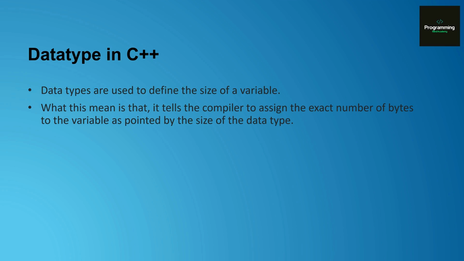To store that data in the program, we have to define a variable name for it, and the data type defines the exact memory which needs to be allocated according to their size. Means we have different sizes for the different data types. Each variable will have a data type, and according to the data type the compiler will allocate the memory to these variables. So what this means is that it tells the compiler to assign the exact number of bytes to the variable as pointed by the size of the data type.